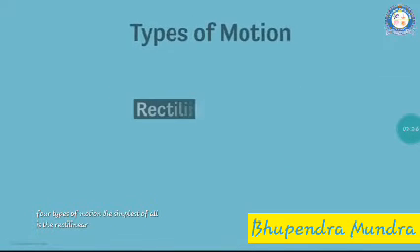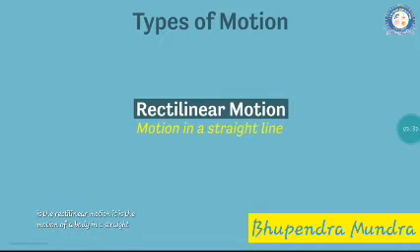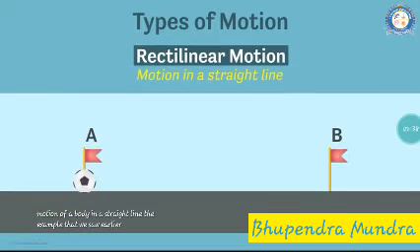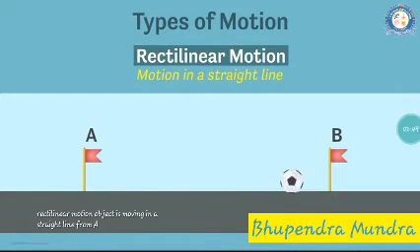The simplest of all is the rectilinear motion. It is the motion of a body in a straight line. The example that we saw earlier is of a rectilinear motion. Object is moving in a straight line from E to B.